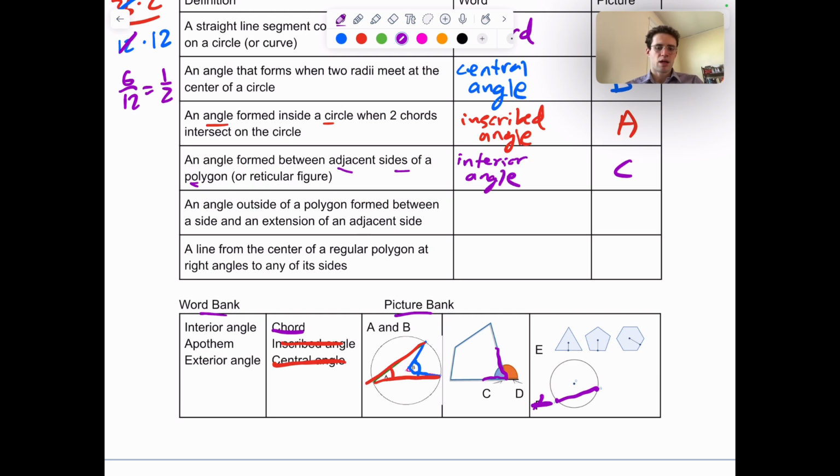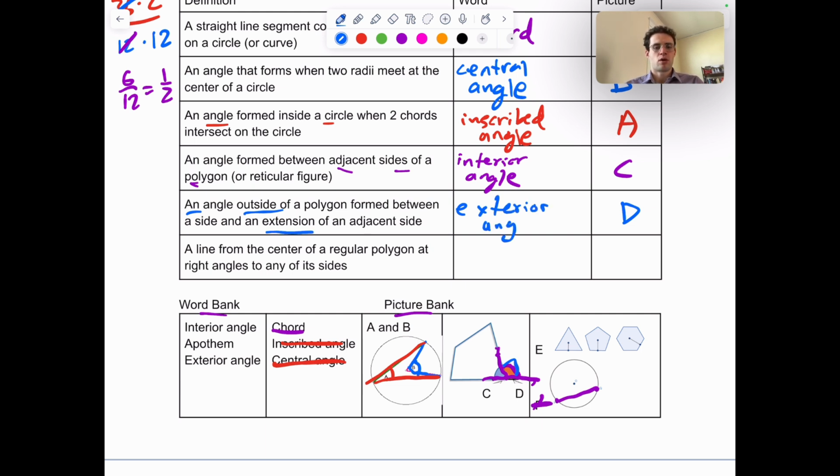And you could argue, well, the exterior angle is not, well, if you extend this side out, then it's between these two, this side and this side extended, but they didn't specify that, so let's make sure that the other one does that better. An angle outside of a polygon, so we know it's outside, well, that would be the exterior, formed between a side and an extension of the adjacent side. So this is exterior angle.